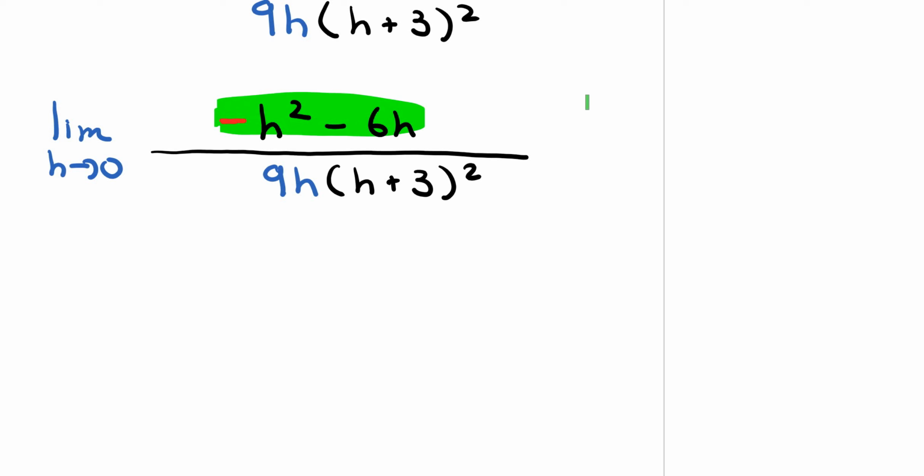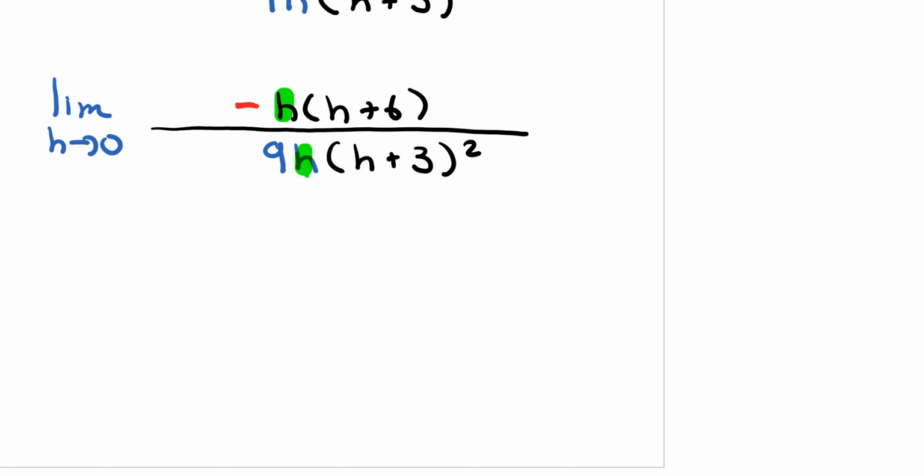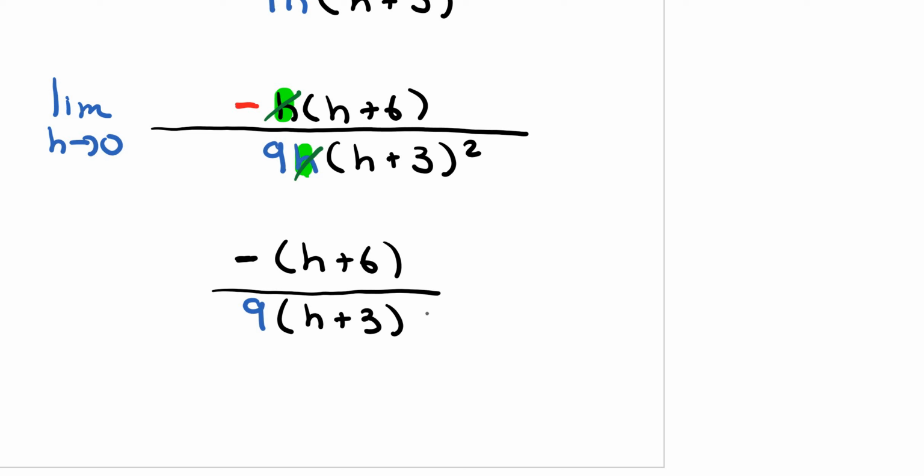Well, we can factor out the negative h, right? So if I factor out the negative h, I get (h plus 6). Let me erase this, and I can replace this now with a negative, and then the h, bracket (h plus 6). Alright, so I can do that, and then notice that this h and this h just cancel off, right? So I'll write another step here. So minus bracket (h plus 6), all divided by the 9 and then the bracket (h plus 3) all squared, and we still have our limit as h goes to 0 here.